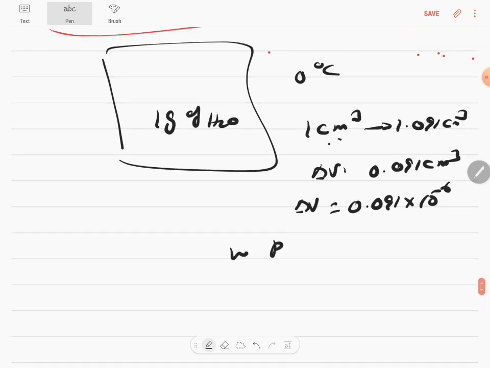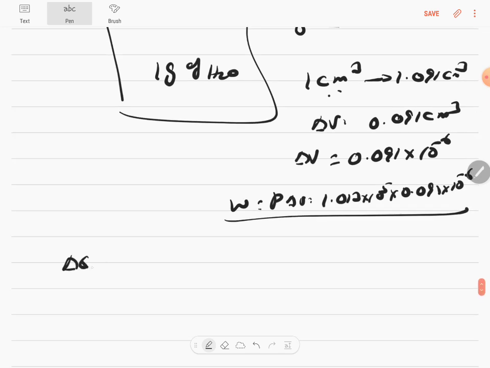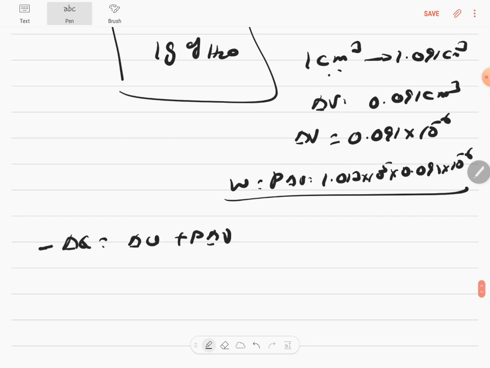So work done is P into delta V, which is 1.013 into 10 to the power 5 into 0.091 into 10 to the power minus 6. That will give you work done. In this first law, delta Q is equal to delta U plus P into delta V. Here the water is freezing, so it's minus delta Q because heat is getting released, not absorbed. So therefore delta U is equal to minus delta Q minus P into delta V.